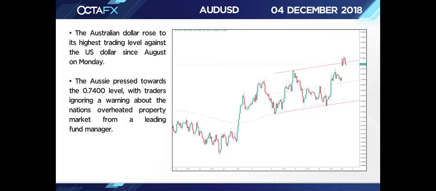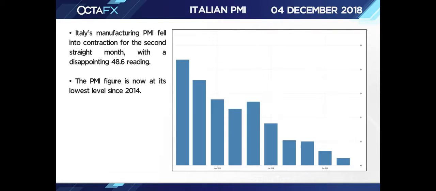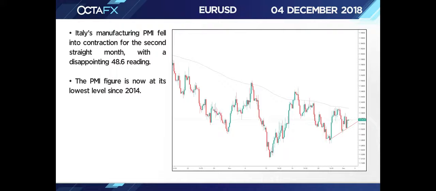The Aussie pressed towards the 0.7400 level, with traders ignoring a warning about the nation's overheated property market from a leading fund manager. Italy's manufacturing PMI fell into contraction for a second straight month on Monday with a disappointing 48.6 reading. The PMI figure is now at its lowest level since 2014.